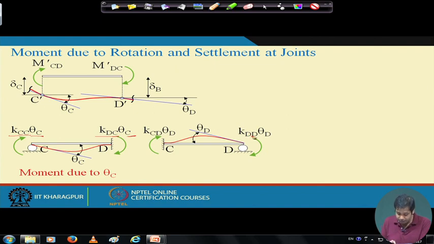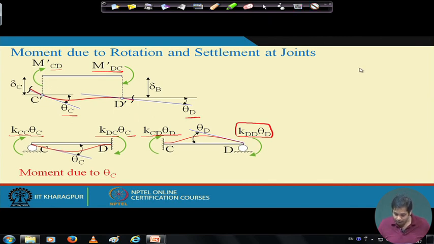Now this stiffness coefficient, when multiplied by the corresponding displacement, gives the corresponding associated force or moment. Again, this is the contribution to this due to theta d, and similarly this is the contribution to this due to theta d. Now we have obtained the contribution of theta c and of theta d. Next we need to see the contribution of the support settlement.